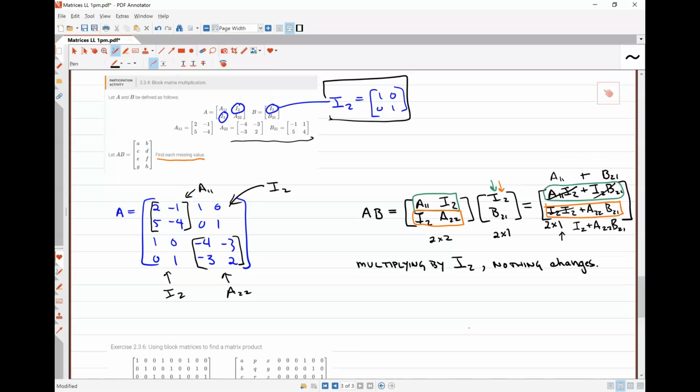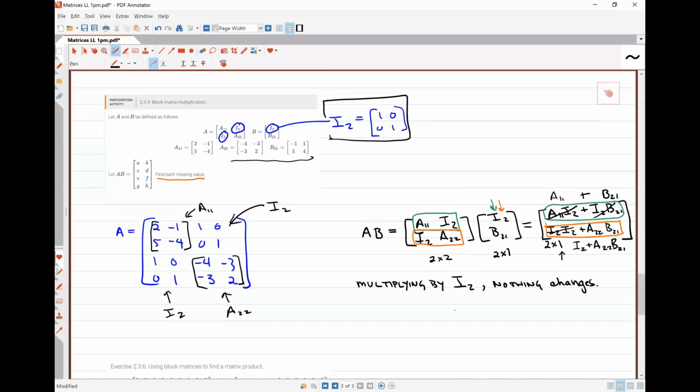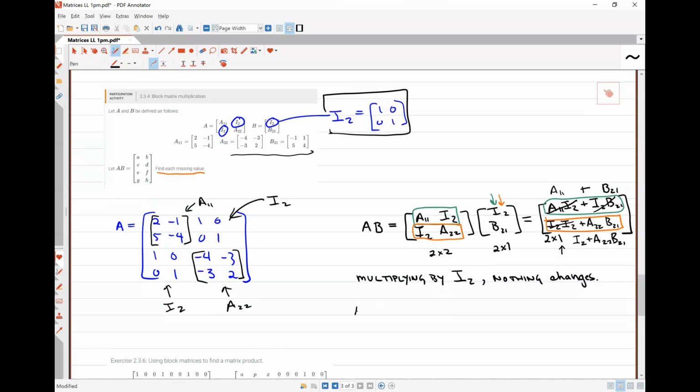Okay, so now we can work this out. We just need to find A11 plus B21. That's easy. Matrix addition is super easy, right? I'll probably make a mistake now that I said that. But 2 plus negative 1, that's 1. Minus 1 plus 1 is 0. 5 plus 5 is 10. And minus 4 plus 4 is 0. So that's going to end up being the top of our resultant matrix.